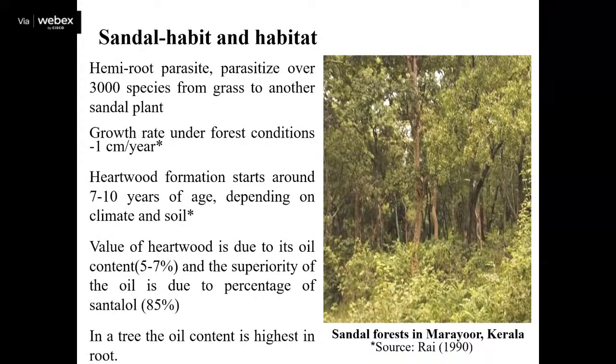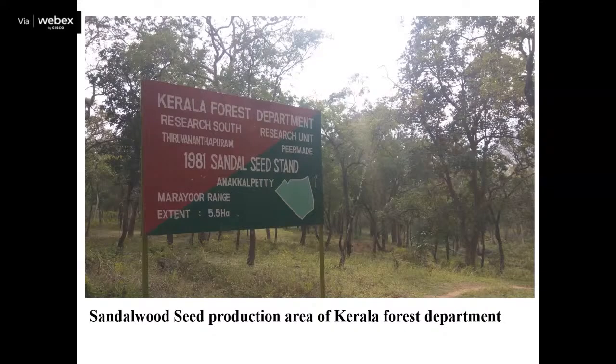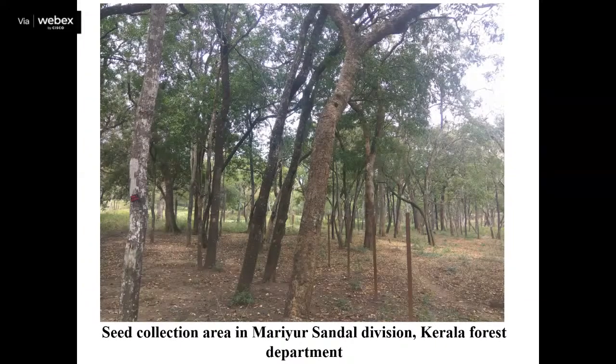This is the sandal habitat. Sandal is a hemi root parasite, and over 3,000 species of parasites grow along with sandal. The heartwood formation starts from 7 to 10 years. The value of heartwood is due to its oil content, which varies from 5 to 7%. In some cases, it is 3% also. The oil content is highest in the root. This is a small glimpse of a natural seed production area of sandalwood in Kerala. From there, the quality seeds are collected.